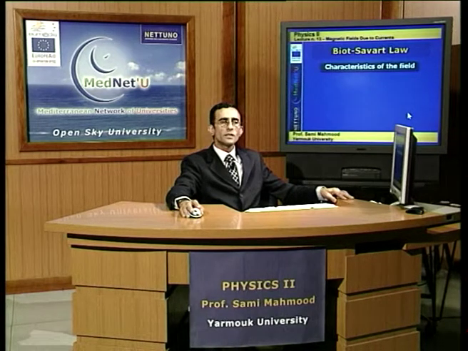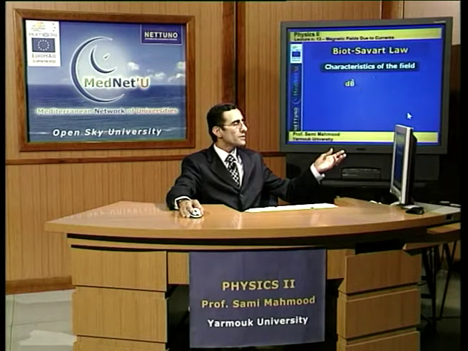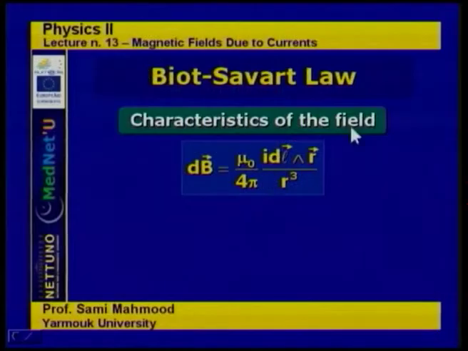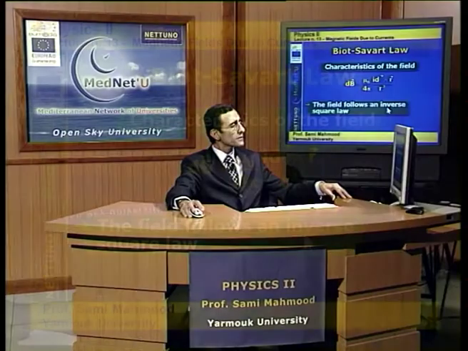And now this field that we evaluated, what are the characteristics of this field? If we recall the formula by which we can calculate the field, it is proportional to the current I, of course, and it goes like dl cross r over r cubed. So one of the characteristics of this field produced by a current is that the field follows an inverse square law, because we have r here and 1 over r cubed, so it goes like 1 over r squared. So it's like an inverse square law force.